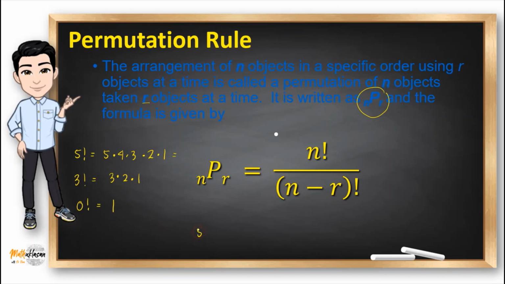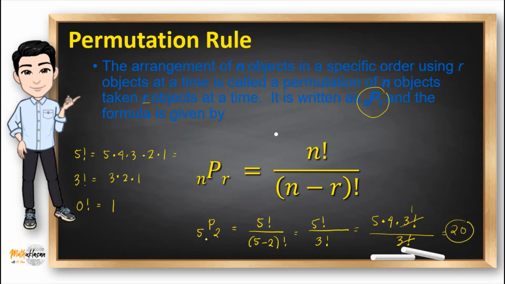So if we have 5P2, it means 5 factorial divided by 5 minus 2 factorial. Just substituting the values of n and r in the formula. So here we have 5 factorial divided by 5 minus 2 is 3. So this becomes 3 factorial. Now we all know that 5 factorial can be written as 5 times 4 times 3 factorial. Dividing it by 3 factorial, we have 1 here. So 5 times 4 times 1 is 20. So 5P2 is 20.